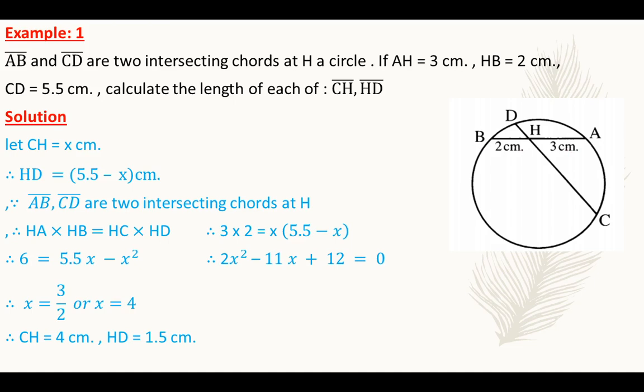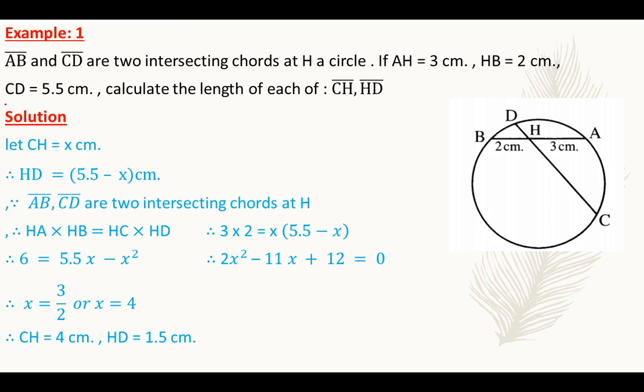AB and CD are two chords that intersect at the point H. This example will be a little difficult, so you have to give me your attention, please. Here we have AH equals 3 centimeters, HB equals 2 centimeters. But we don't know the length of HD and the length of HC. We don't know any one of them.